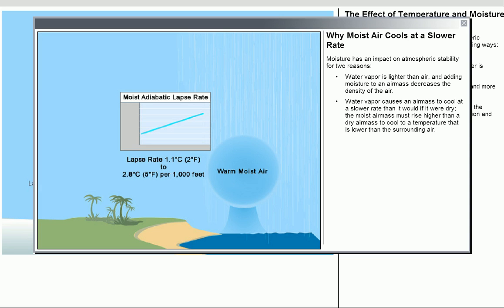Water vapor is lighter than air, which is one reason moisture has such an impact on stability. Adding moisture to an air mass decreases the density of the air. The water vapor also causes the air mass to cool at a slower rate than it would if it were dry. Therefore, a moist air mass must rise higher than a dry air mass to cool to a temperature that is lower than the surrounding air.